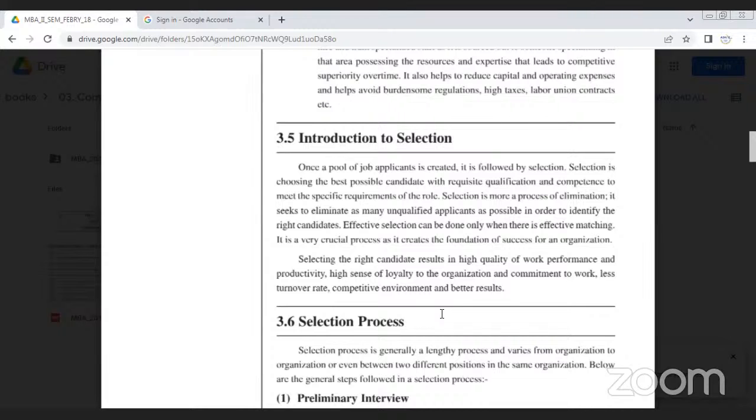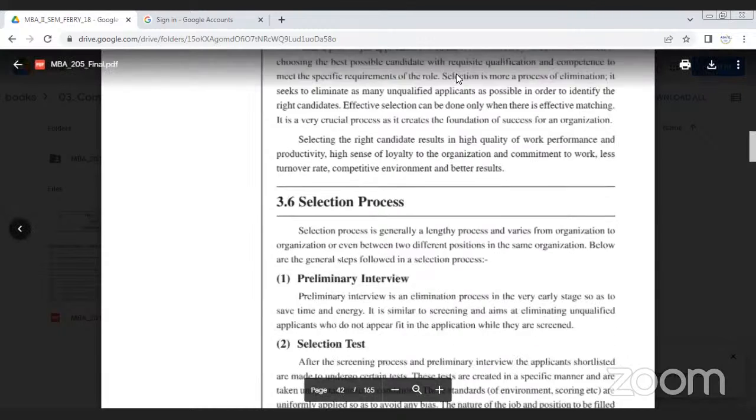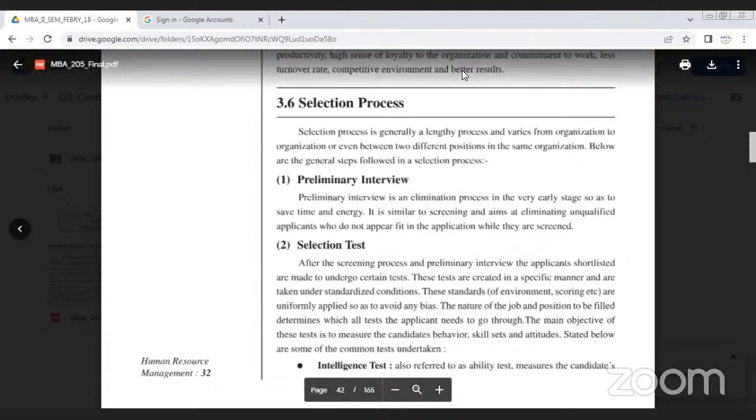Second is the selection process. The selection process is generally a lengthy process and varies from organization to organization, or even between two different positions in the same organization. Below are the general steps followed in a selection process.